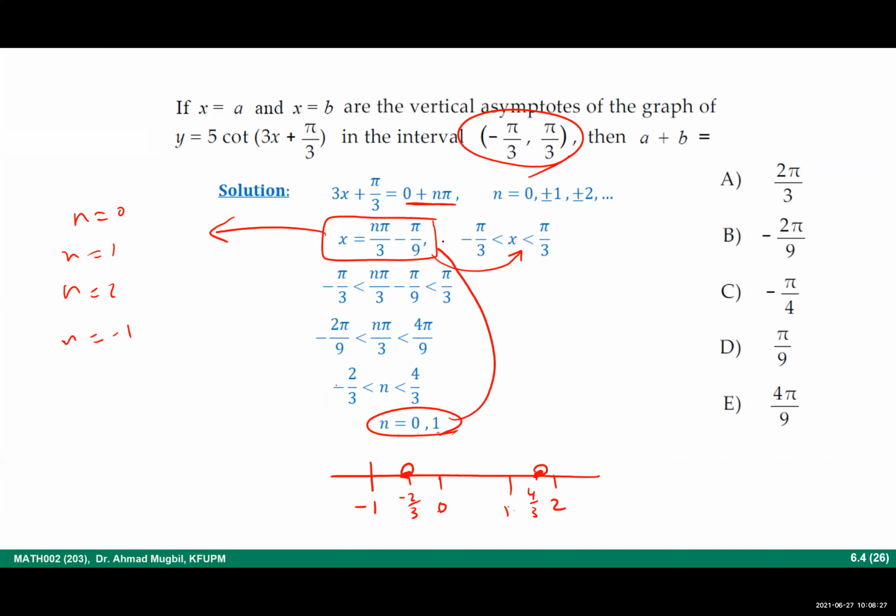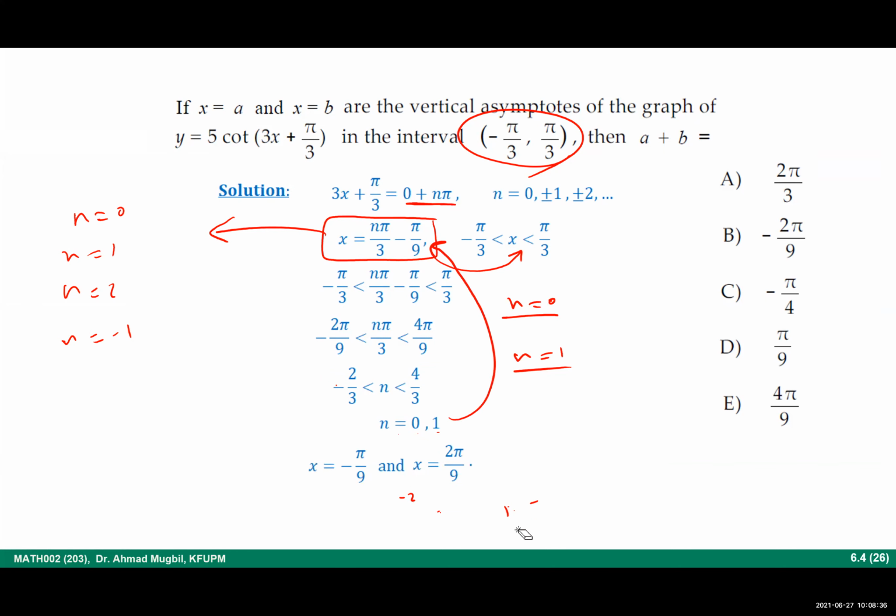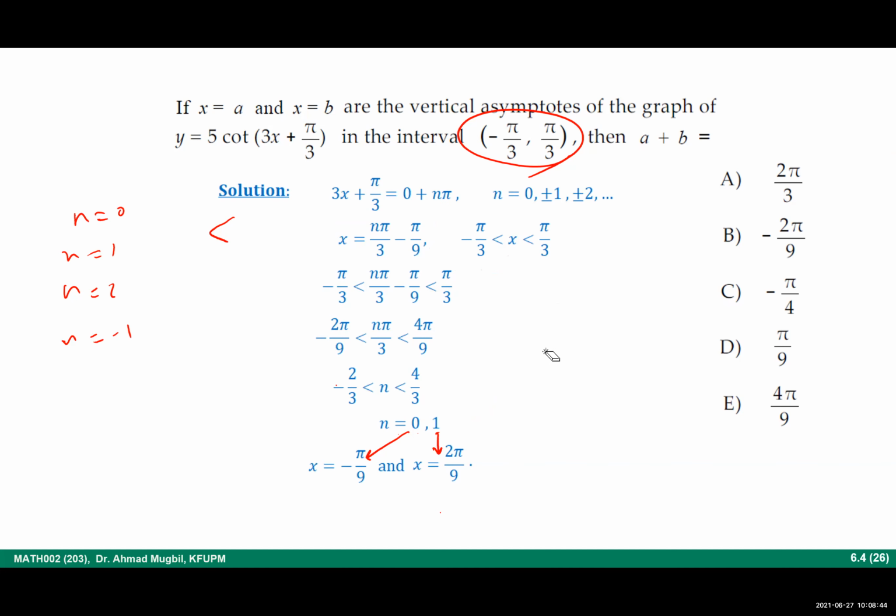We will go back here. Put n equals 0 and n equals 1, and you will get them. Here they are. If n is 0, this is what you will have. If n is 1, this is what you have. And you are lucky, by the way, here. Those who use method number 1 are lucky. But how can they guarantee that there is no other number?